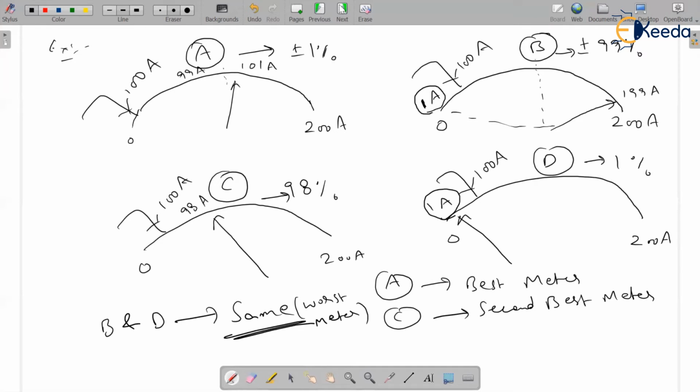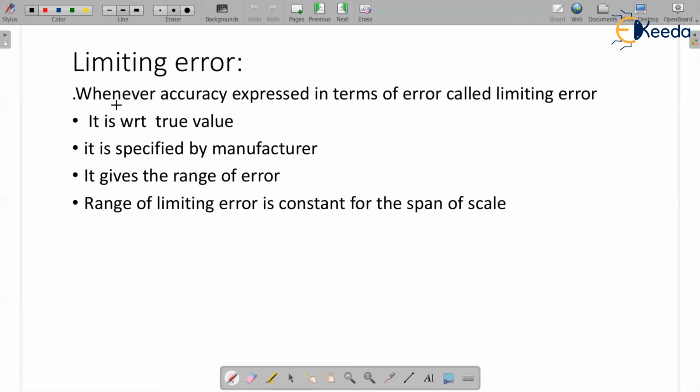Okay, now let's go for limiting error. What is limiting error? Whenever accuracy is expressed in terms of limiting error, it is with respect to the true value. You know what the true value abbreviation is? Then next, it is specified by the manufacturer. It gives a range of error, and the range of limiting error is constant for the span of the scale.